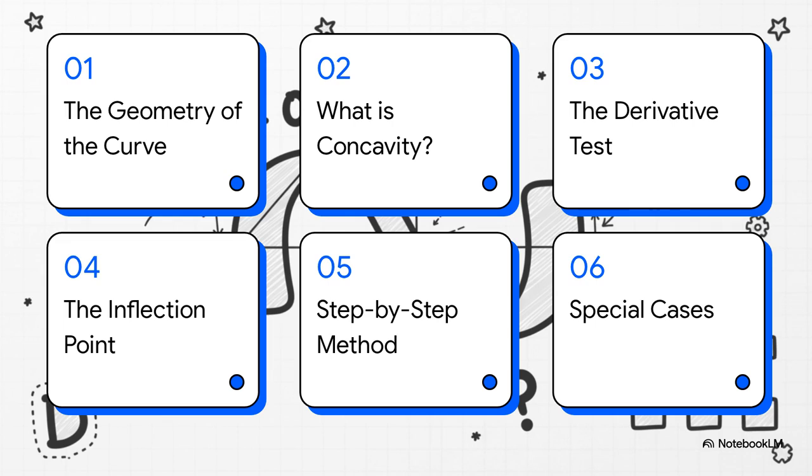We'll start with the basic idea of a curve's geometry, and then we're going to give that bend a proper name, concavity. After that, we'll unleash a really powerful tool, the derivative test, to measure it. Then we'll hunt for these super interesting inflection points where the curve's whole personality changes, lay out a step-by-step method to find them, and finally, we'll tackle a few tricky special cases that'll really test our understanding.